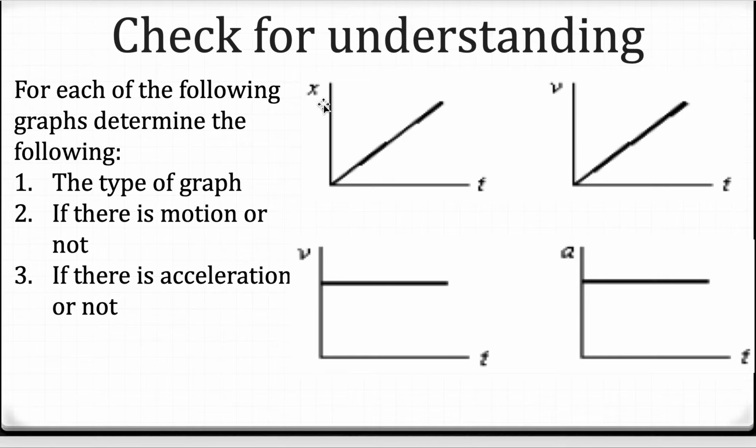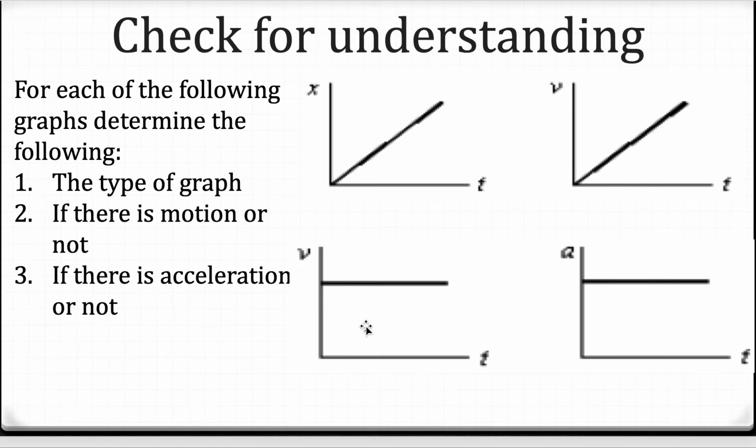So this first graph here, we have an X here. We use X to represent position graphs. We have a diagonal line, and a diagonal line on a position graph does mean we have movement. It is moving with a constant velocity. So for question 3, does it have acceleration? The answer would be no. So we have a position graph with movement and no acceleration. We're going to consider this one right here, the second graph on the top right. So we have a velocity graph designated by this V here. Is there motion? We have a diagonal line on a velocity graph, which does imply there is motion, and it does mean it's accelerating. So we have a velocity graph with motion and acceleration.